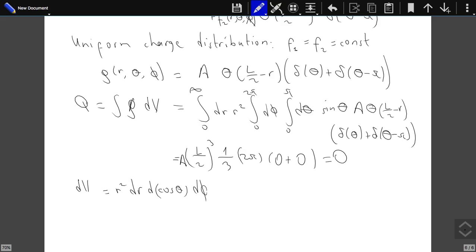Before sin theta. Here. Why? Because sin theta is minus. Well, not really. I mean, you also need to change the limits. Exchanging the limits brings an additional minus sign.